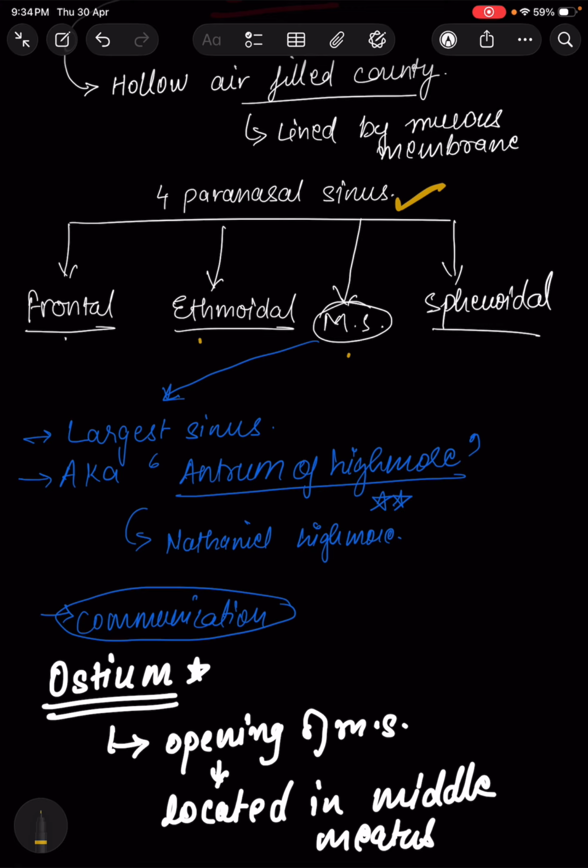What is the frontal sinus? The frontal sinus is situated within the frontal bone, behind the superciliary arch. The ethmoidal sinus is in the ethmoidal bone, and the sphenoidal sinus is in the sphenoidal bone.